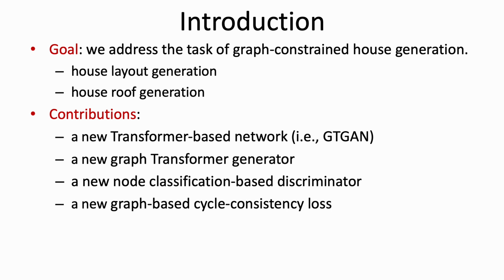Third, we also propose a new node classification-based discriminator to preserve high-level semantic and discriminative features for different types of nodes. And lastly, we propose a novel graph-based cycle consistency loss to guide the learning process toward accurate relative spatial distance of graph nodes.